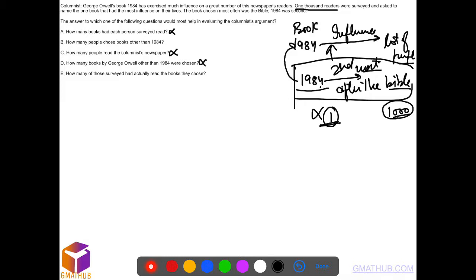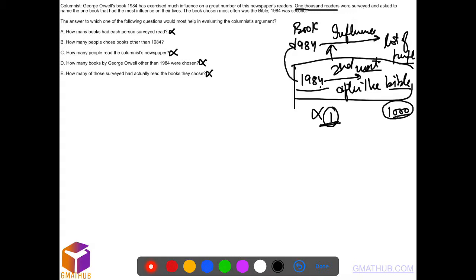Last, how many of those surveyed had actually read the books they chose? Maybe all of them have read the books, maybe none of them have. If all of them have read the books, then there is no question; they are taking an informed decision. Let's say none of them have read the books. Maybe they've heard something about the books from other people, and taken a decision based upon that. So it gives me two different answers, two different conclusions.